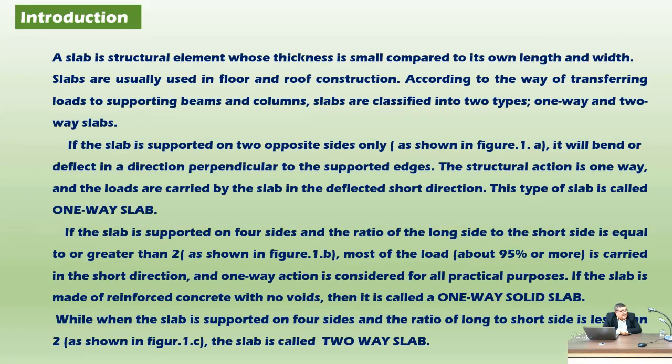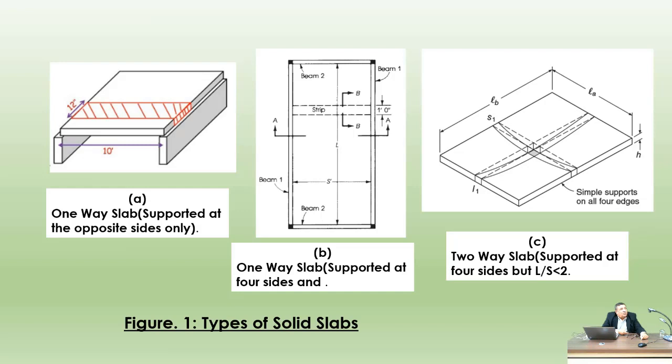Introduction. A slab is a structural element whose thickness is small compared to its own length and width. Slabs are usually used in floor and roof construction. According to the way of transferring loads to supporting beams and columns, slabs are classified into two types: one-way and two-way slabs. If the slab is supported on two opposite sides, as shown in figure 1A. This is figure 1A.